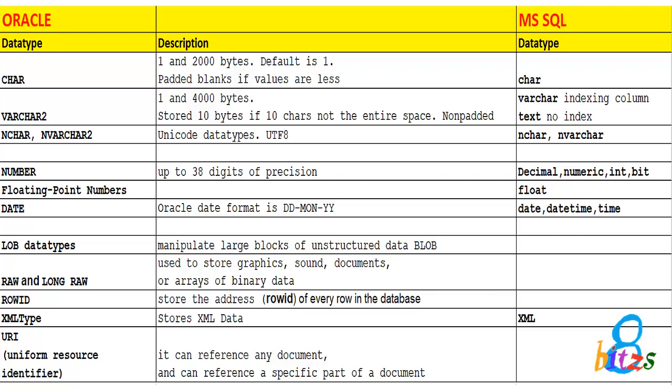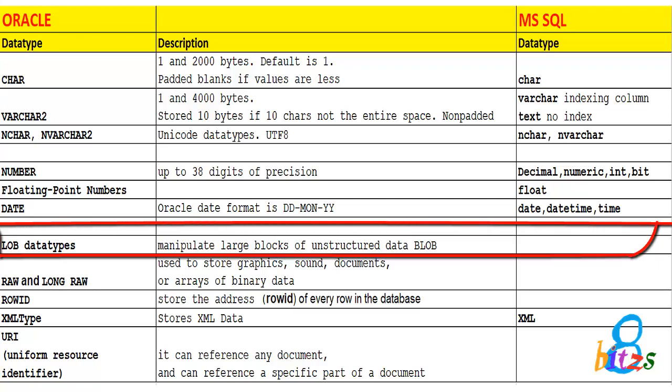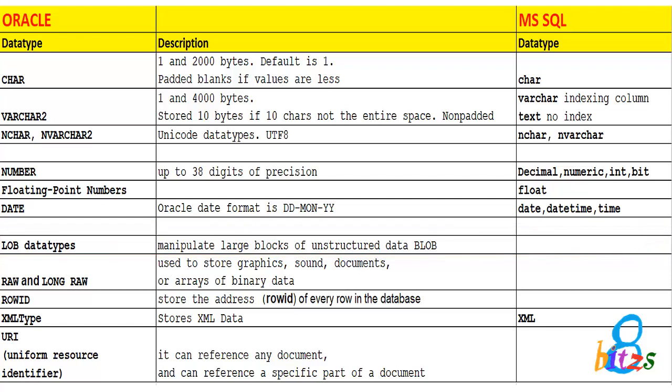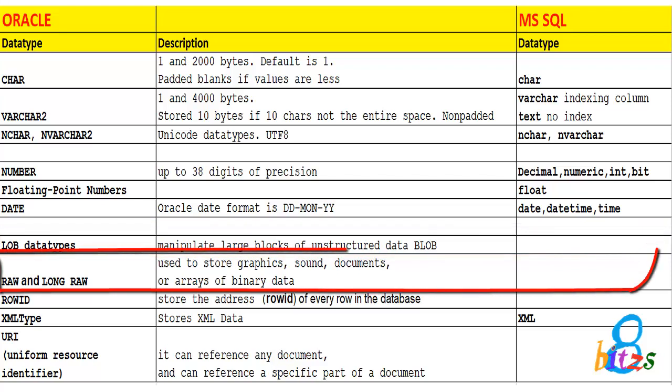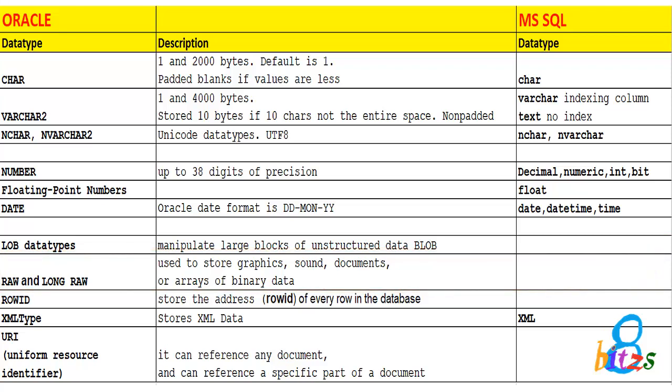Then in Oracle there is another data type, LOB, that is used for storing a BLOB file. The same data type is available in MS SQL as well. Then comes raw and long raw, used to store unique data such as sound or documents, arrays, binary arrays, those kinds of things. In MS SQL documentation I have not seen any raw data type, so I think it is a special data type available only in Oracle.